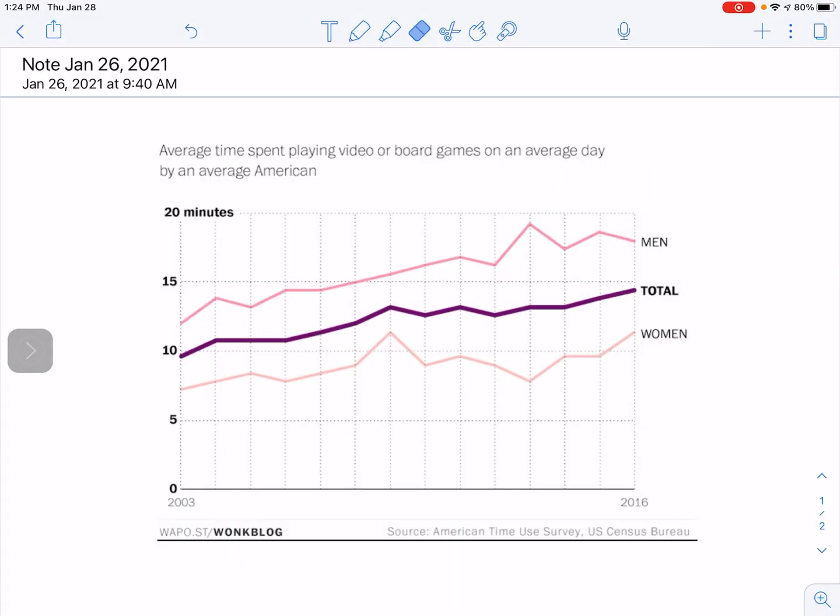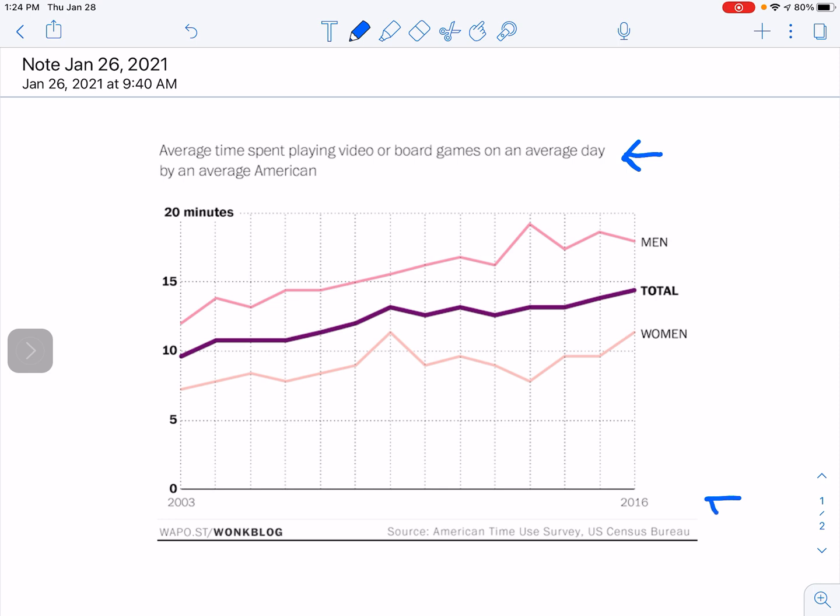Okay, so let's just take a look at how this graph is set up first. First of all, it has a title, which is actually kind of long: Average time spent playing video or board games on an average day by an average American. So that's pretty all-encompassing. It gives us a really good idea of what this graph is about.